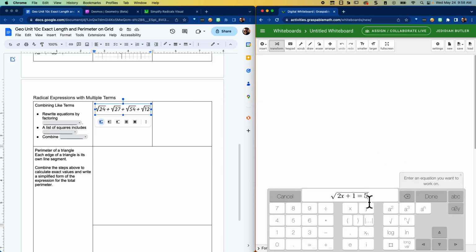And I'm going to start out with square root of 24 plus square root of 27 plus square root of 54 plus, and then the last one is square root of 12.